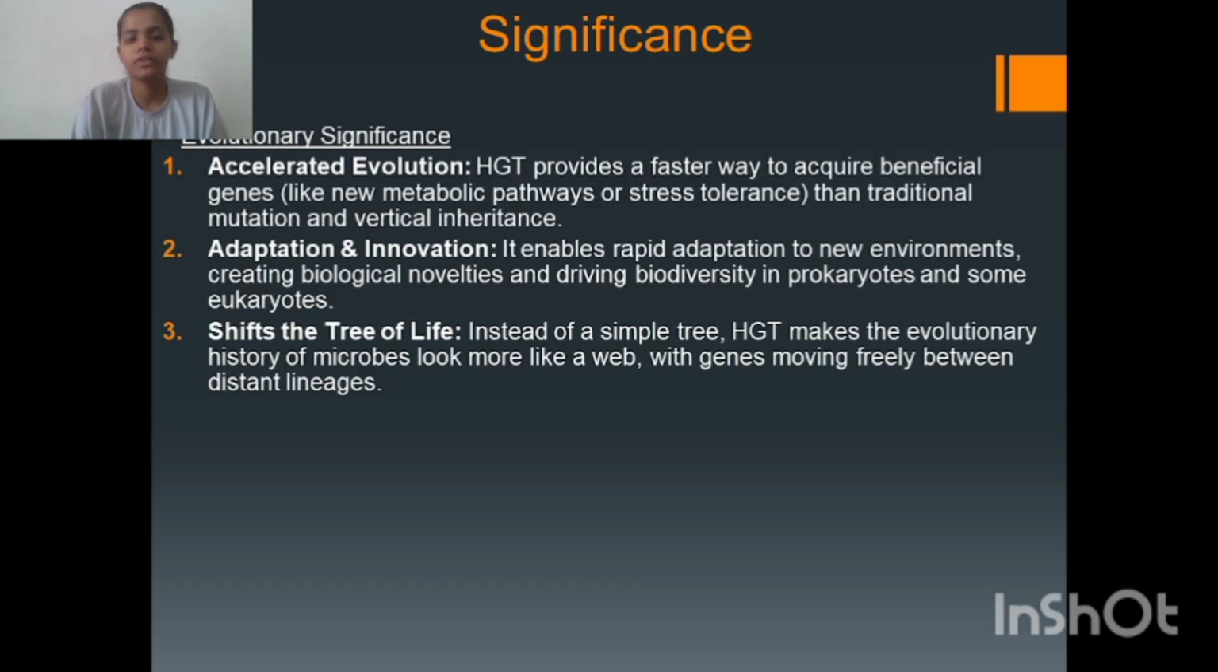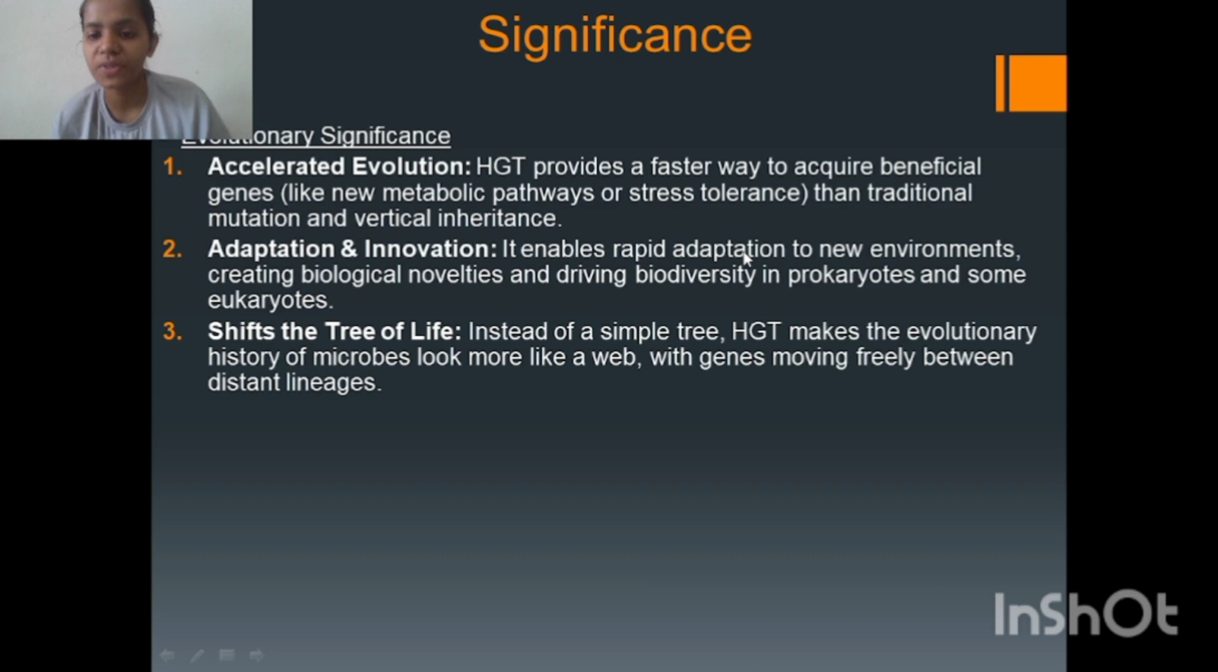So, accelerated evolution. HGT provides a faster way to acquire beneficial genes, like new metabolic pathways or stress tolerance, than traditional mutation and vertical inheritance. Adaptation and innovation.